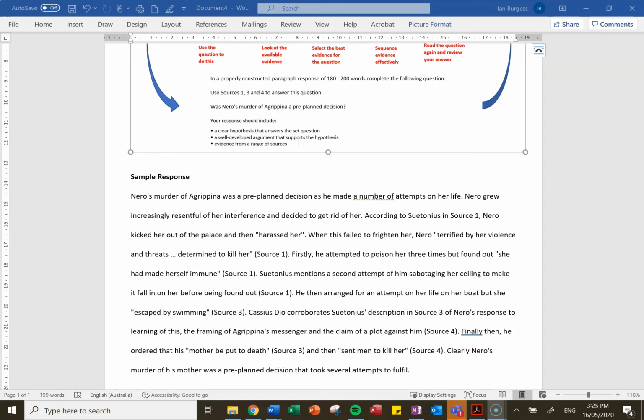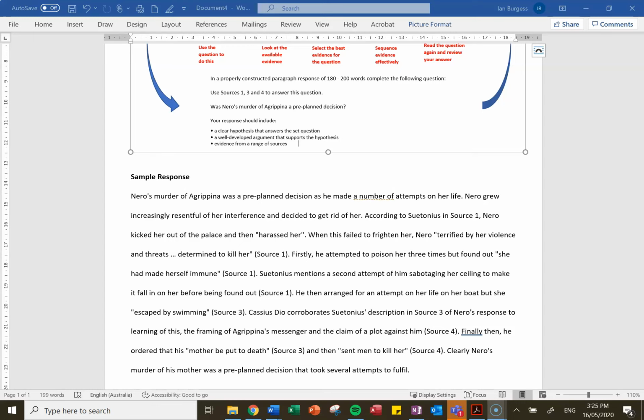Now I start to weave in evidence from other sources. So I've gone to Suetonius a couple of times in source 1, and now I'm going to use Suetonius again here, but from source 3. So now I am starting to bring in other evidence, which is a synthesis of the ideas from the different sources. He then arranged for an attempt on her life on her boat, but she escaped by swimming.